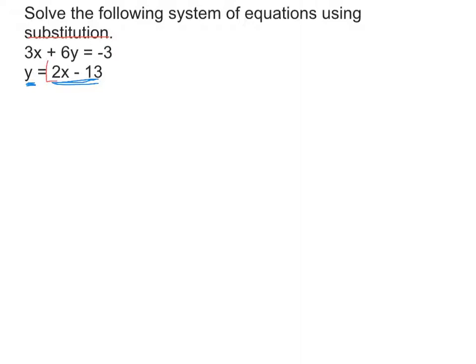So we then take this, which is the same as y, and we put it in place of y up there. So I'm going to rewrite that top equation, but I'm going to take out y, and I'm going to put in 2x minus 13. So we do 3x plus 6, and boom, there's y. So out goes y, and in goes 2x minus 13. And as a rule, I put in parentheses anything I substitute in. So I did that here as well.